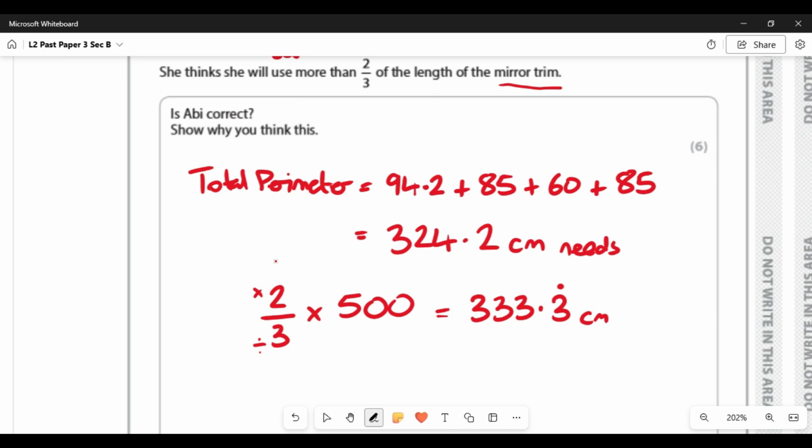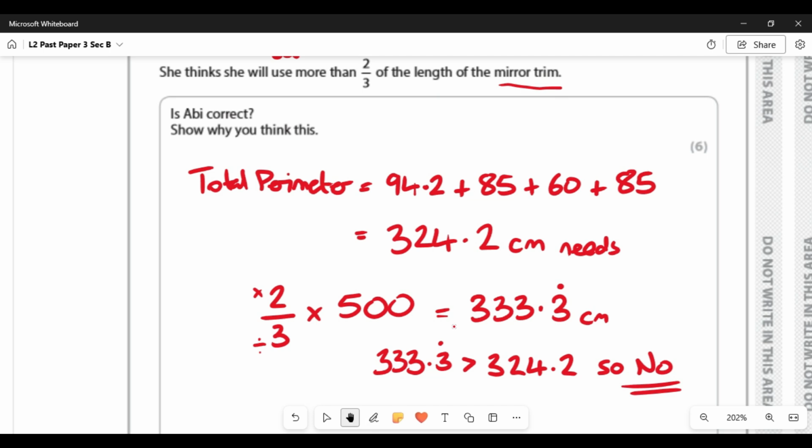No, that's not right. So that's less than 2/3. Yep, so she needs less than 2/3 of the trim, not more than. So therefore that will be a no. So you can say 333.3 recurring is greater than 324.2, so no.